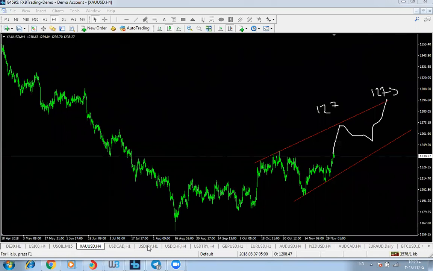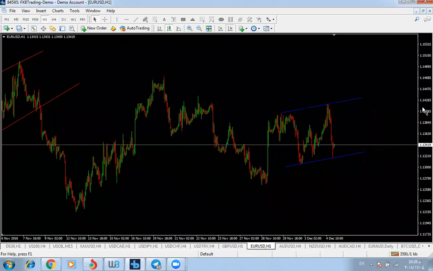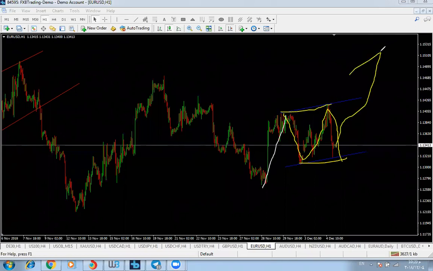Let me move to the euro. The euro is the reversal of the dollar index, and now we have a very nice entry point right there. After we have seen this impulse to the upside, currently the price is making a regular or expanded flat. So the price should move to the upside in the next few hours. So this is a continuation pattern.